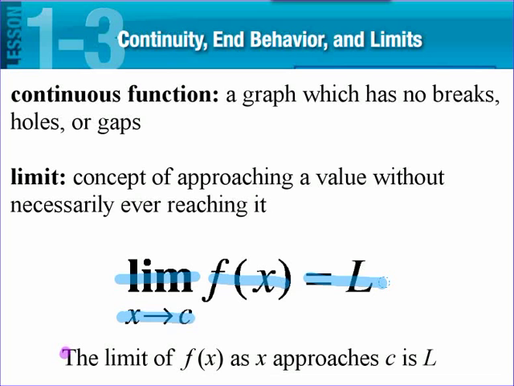Now f of x is any function. It could be x squared plus 4, it could be x, it could be x minus 5. X approaches c. X will stay put because that's our variable. C will be a number. It might be 5, might be 10, might be infinity. That's what we're going to talk a little bit about. Now, this next slide is going to be dealing with the activity that we just got done doing.